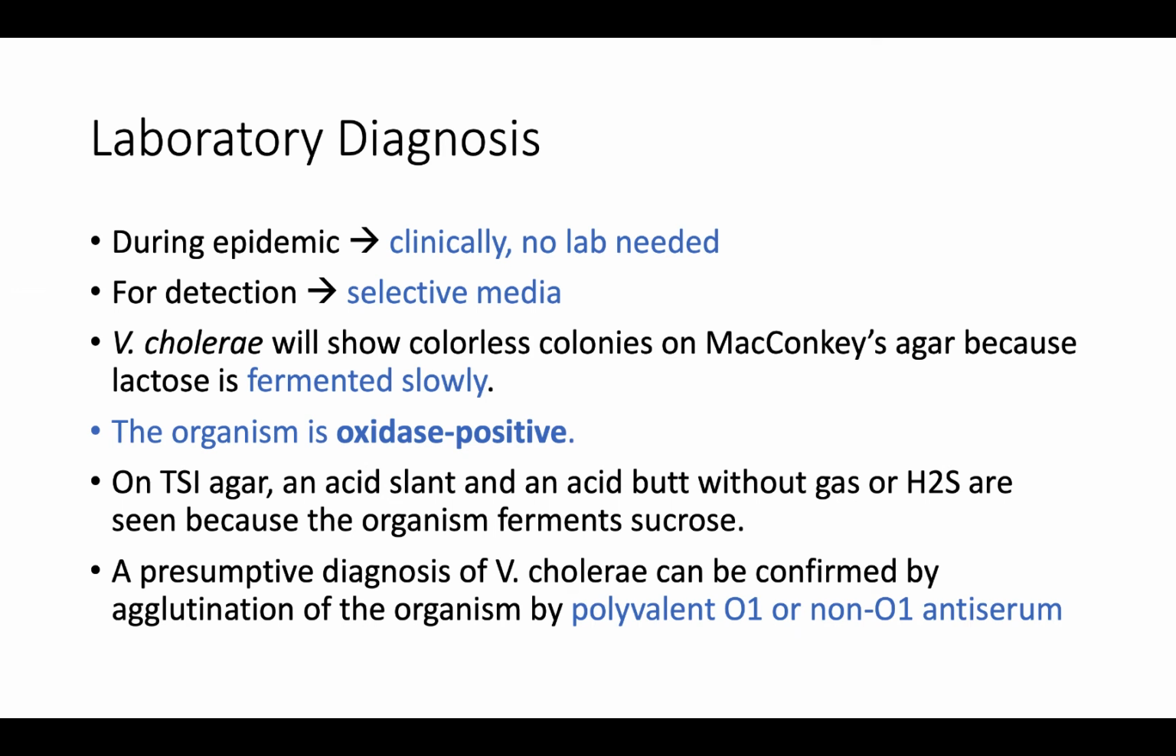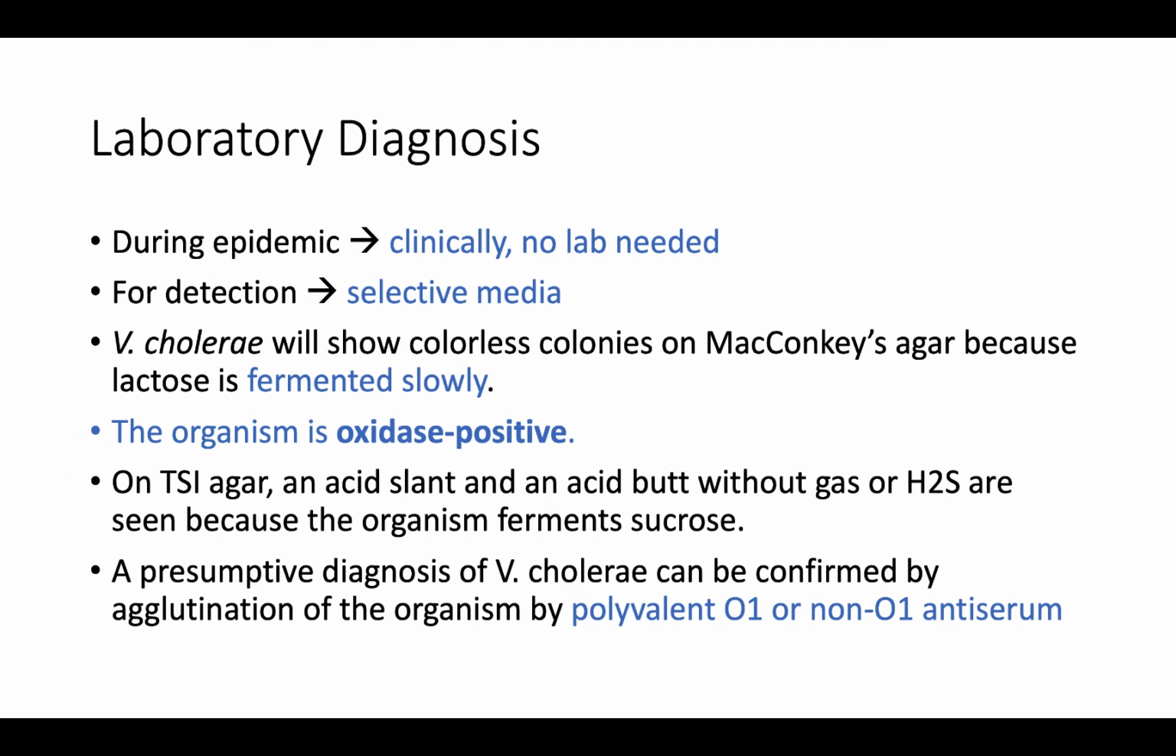If you don't have an outbreak and you want to know, you have selective media which you can use to isolate it. Cholera will show colorless colonies on MacConkey because lactose is fermented slowly. But remember from the organisms in PVNCH, C was cholera and Campylobacter. So these are oxidase positive organisms.